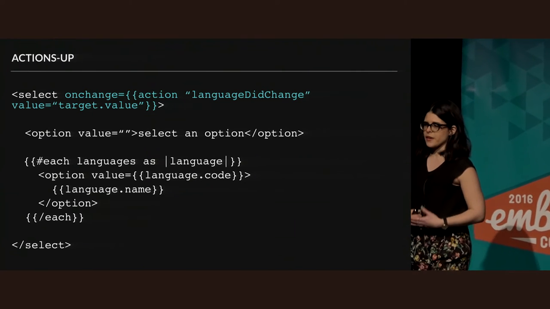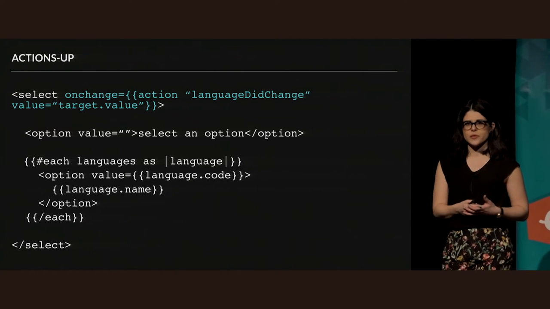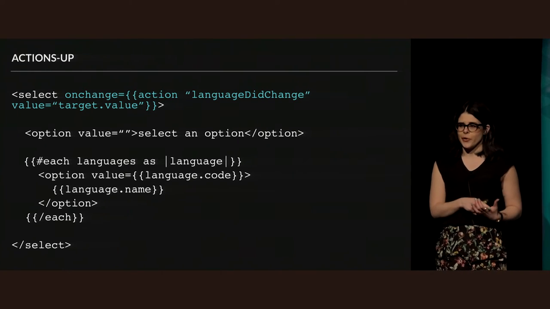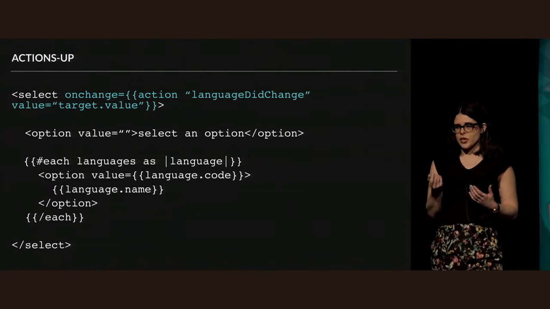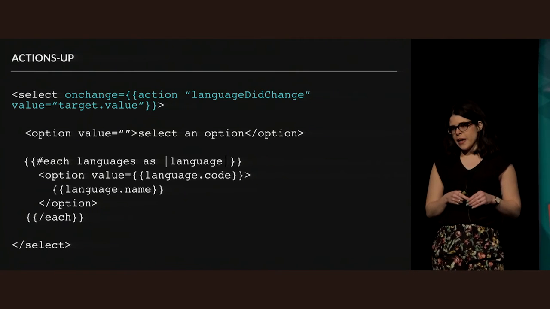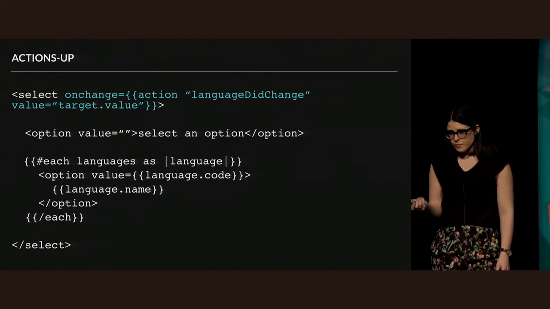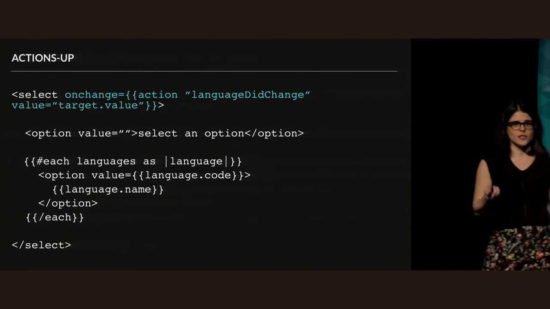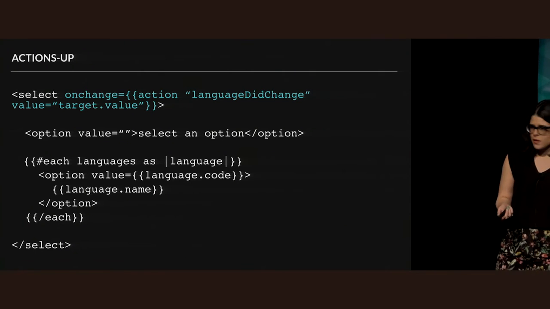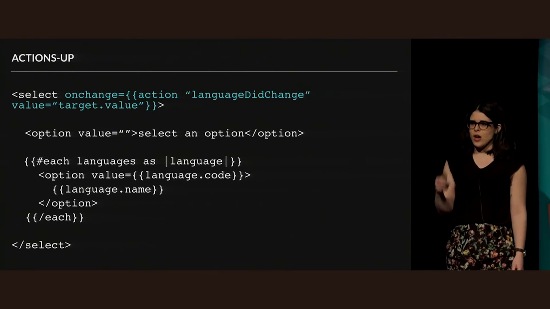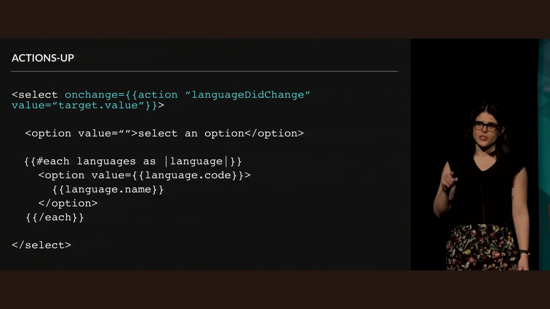So what does that look like? All we need to do really is add to our existing code this onChange attribute, and we can tell that to fire an action. And I'm going to call that action language did change. And along with that action, I can go ahead and send the value of whichever option dispatched the change event.